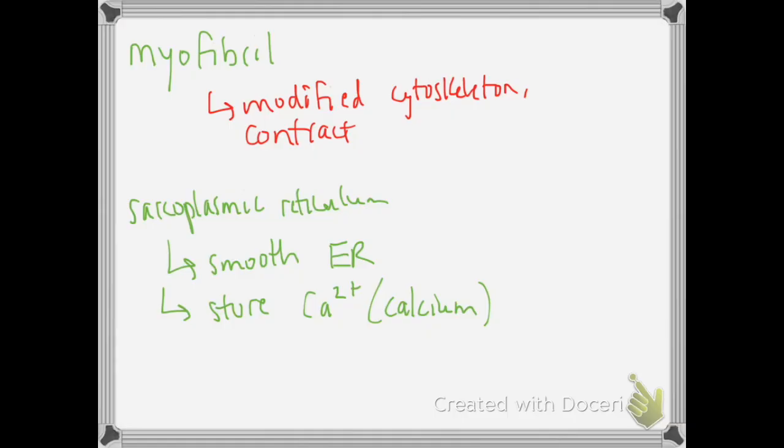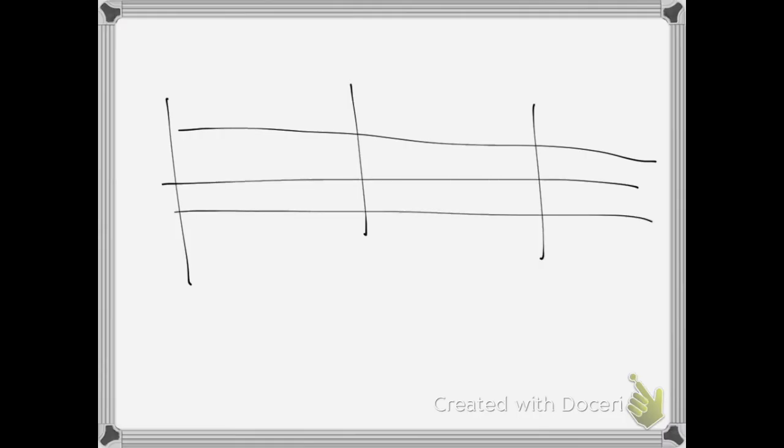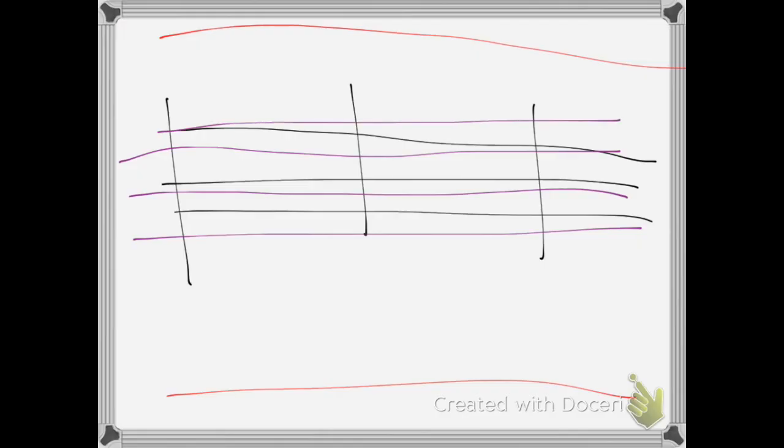Let me draw a picture of a myofibril. So here's this myofibril made up of these different sarcomeres, like this. And I'll do the sarcoplasmic reticulum as purple. So let's say that this is my sarcolemma, that outer boundary, that plasma membrane. Within that, in this sarcoplasm, I have these myofibrils, and they're surrounded in this sarcoplasmic reticulum. So it just goes longitudinally like that.